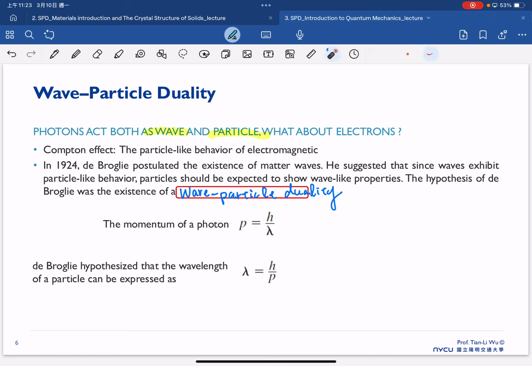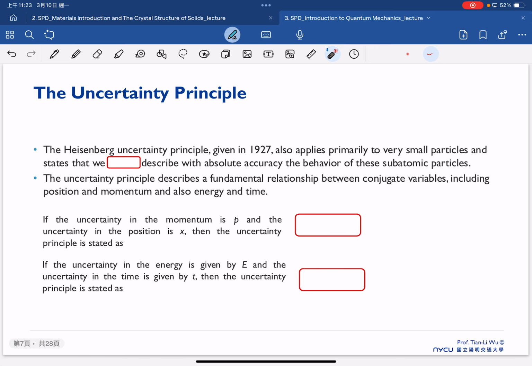So here is some famous equation. The momentum of a photon can be expressed here, and because we have wave-particle duality, the wave-particle can also be expressed by this. And also the last one, just a quick review, is the uncertainty principle.